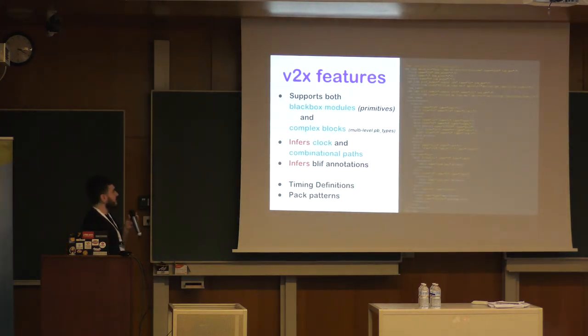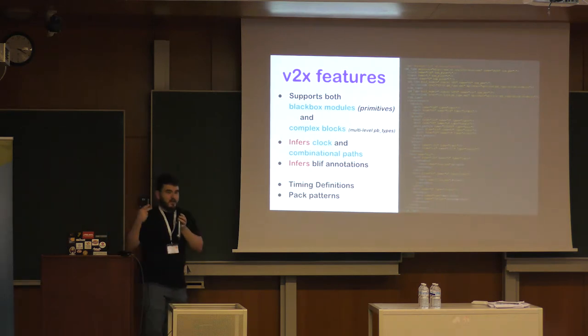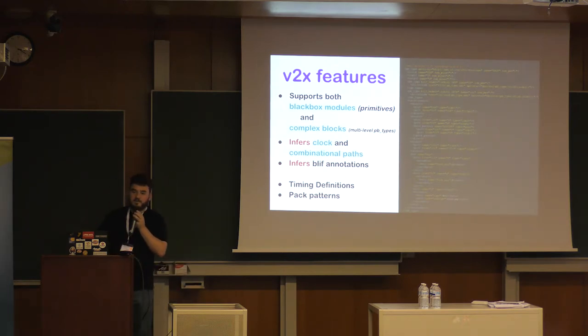So what does V2X actually provide? It can do quite a lot of things. First of all, it can figure out that we are dealing with a black box. A black box is a definition of some primitive block in an FPGA, or more complex blocks, like, for example, a block that contains other black boxes and so on. It can infer clock and combinational paths, so basically we get that info.